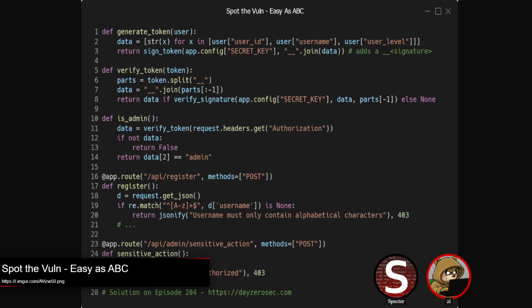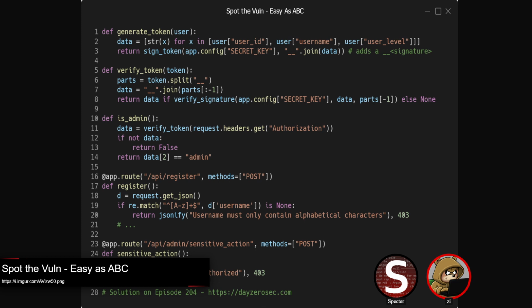You've got the two routes, register and some admin sensitive action. Sensitive action does the if not is_admin check, and makes the call off to just jsonify unauthorized and does HTTP 403. So the whole goal there is, can you get through that is_admin check somehow?